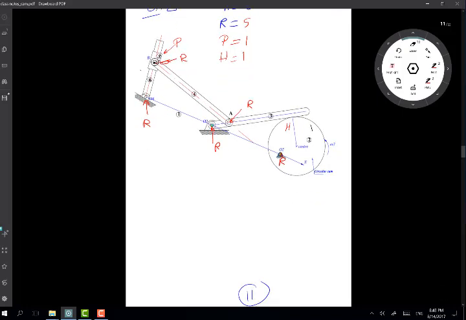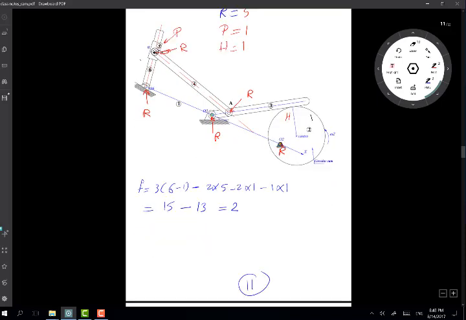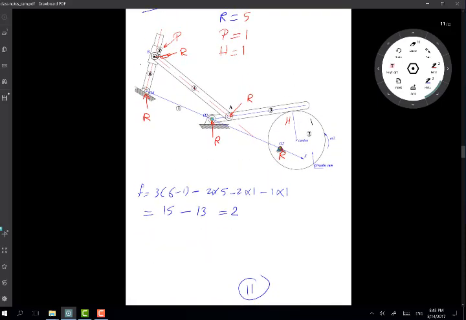When we calculate the number of degrees of freedom here, okay, let's do it together first. So this will be 3 times (n minus 1), n being 6, that's 6 minus 1, minus 2 times 5 R, minus 2 times 1 P, minus 1 times 1 H. So this will give me 15 minus 13, that's 2. So that's a 2 degree of freedom linkage. Now, we need 2 motors to drive this linkage.